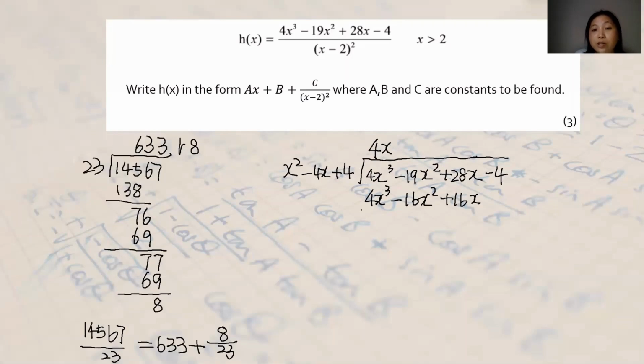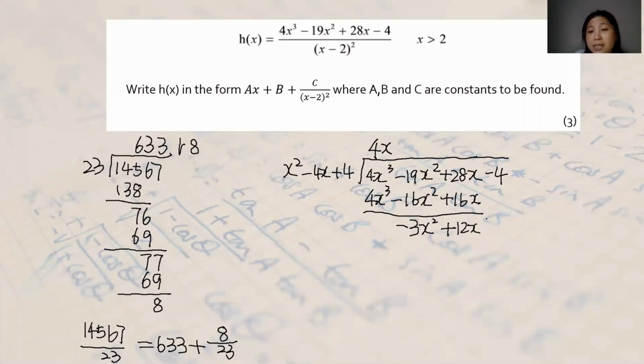After multiplication, we know we need to do subtraction. Now let's do the subtraction to find the remainder. The first term is 0, and it must be 0, otherwise the answer is wrong. The next part is minus 19 minus negative 16, so you should get the answer minus 3. This is addition or subtraction with algebraic expressions, so do not forget minus 3x squared. The last term is 28x minus 16x, and we get the answer 12x.